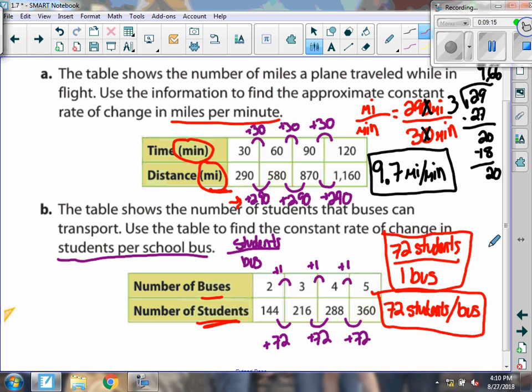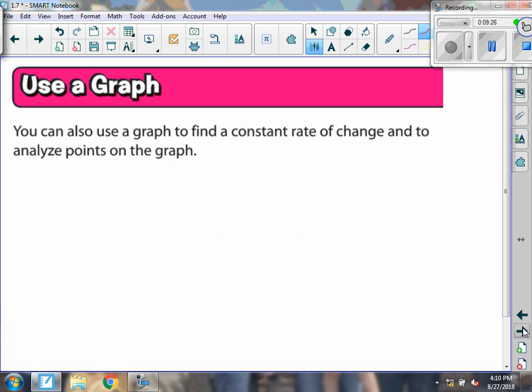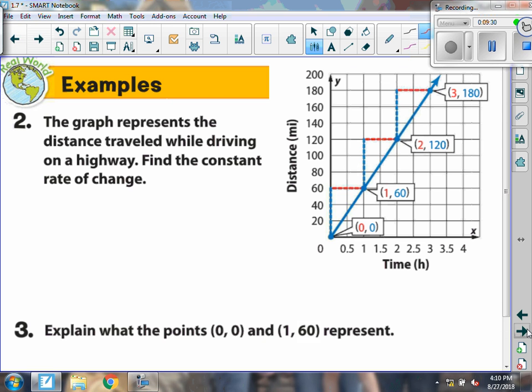Okay, so make sure that you have that written down. Check your answers. If you got them correct, good job. If you got them wrong, go ahead and fix them, please. Okay, now we're going to use graphs to find our constant rate of change. So take a moment and copy this down, please.